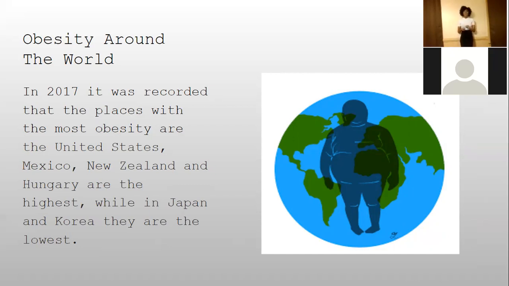Next is Mexico, New Zealand, and Hungary. They also have the highest rates of obesity in the world. The lowest rates of obesity are in Japan and Korea, which I actually didn't find as surprising as I thought. I feel like these rates are pretty accurate, and this was taken in 2017.